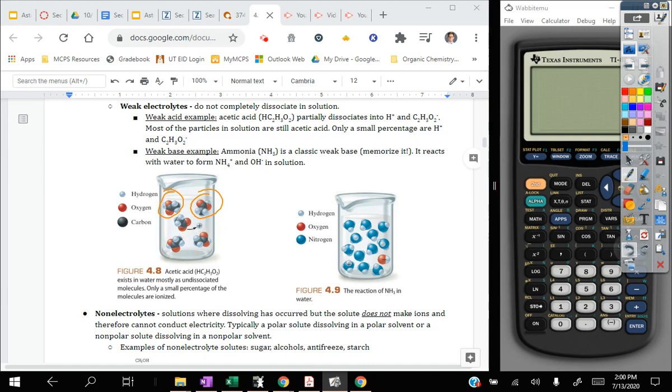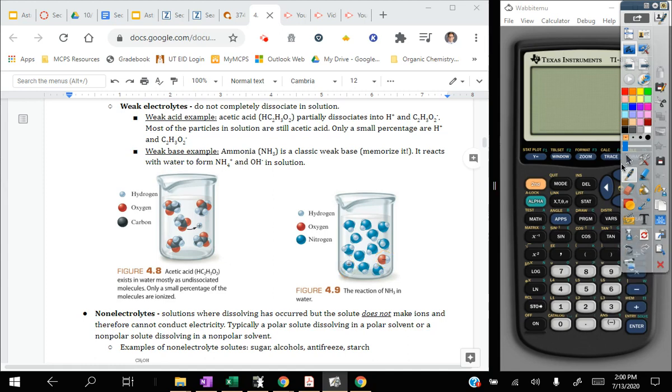Same idea happens for weak bases. Ammonia is a classic weak base. You do need to memorize that it is a weak base, and it has a formula of NH3. When it reacts with water, water donates an H to ammonia to form NH4 plus and OH minus in solution. However, this only happens to a small degree, and you see that there's a very little amount of charge building up in that particular solution.